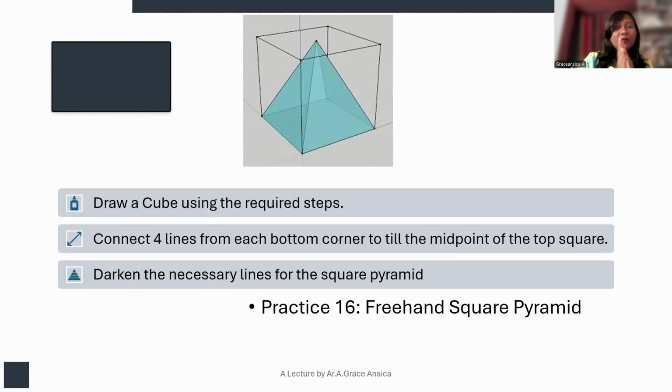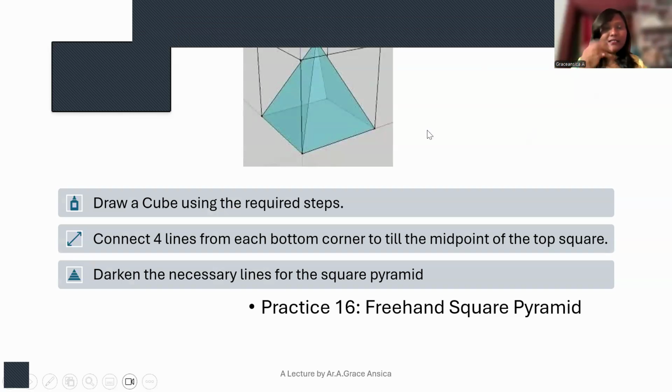For the pyramid, you're going to repeat the same steps as the cube. First do the cube. Okay. And then what you're going to do, from each corner of the bottom square, you're going to draw a line to the center of this. How do I get the center? Draw a diagonal on the top square. Wherever it intersects, that is where the center of the pyramid is.